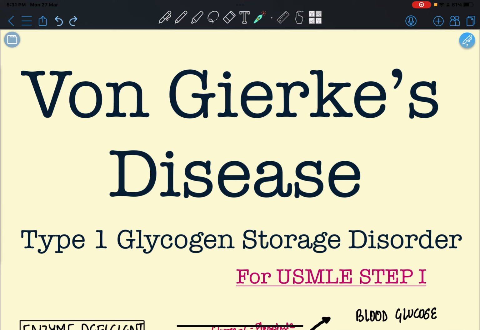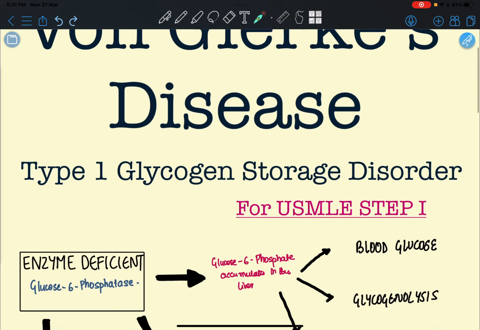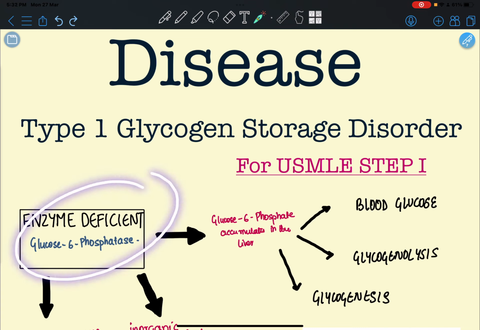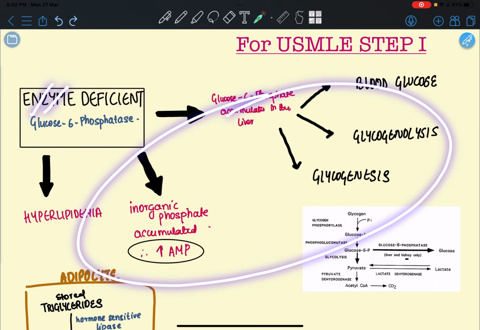Before we go into that, this is actually a genetic disorder. There is a gene defect. You don't need to get into the details of what gene it is or what chromosome. I don't think that's important. But the inheritance pattern is autosomal recessive, which is very important because it is mentioned in First Aid. The gene defect leads to the deficiency of the enzyme glucose 6-phosphatase, and the inheritance pattern is autosomal recessive. Now this enzyme deficiency leads to everything we'll discuss in this video today.